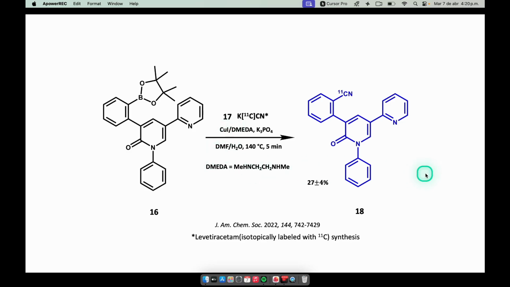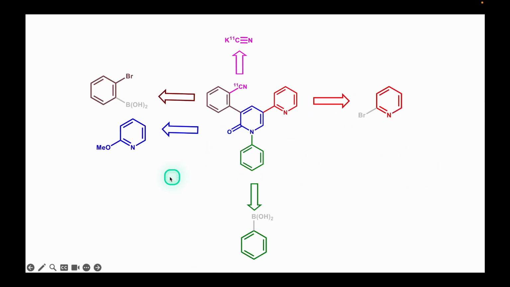the desired labeled drug. In summary, here are the main raw materials and their structural contribution.